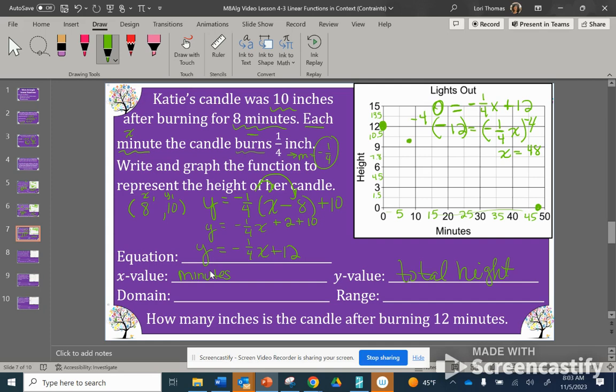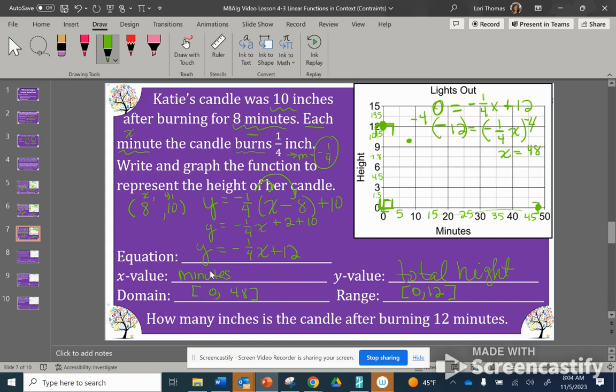So let's go ahead and do our domain. Our domain is minutes. So we already know that the candle can burn from 0 minutes all the way to 48. We don't even need to plug these x values in to get our range because we can use our graph. So we know that the candle can be 0 height, and then we know the maximum height is 12. So the height of the candle is our range. So from 0 to 12 inches.